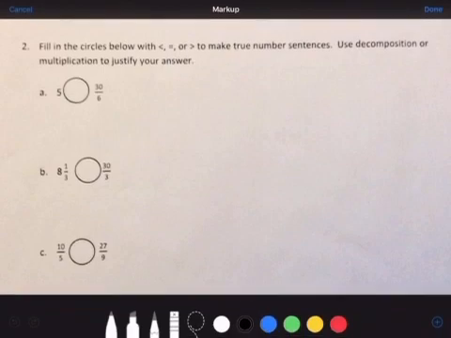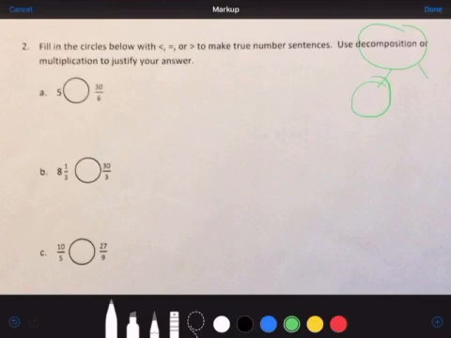I like to think of the decomposition as being a number bond. It really helps me because number bonds are just addition. So if I can show through addition that it works, then number bond's the way I'll go. Otherwise, I need to use a multiplication sentence, which also works.